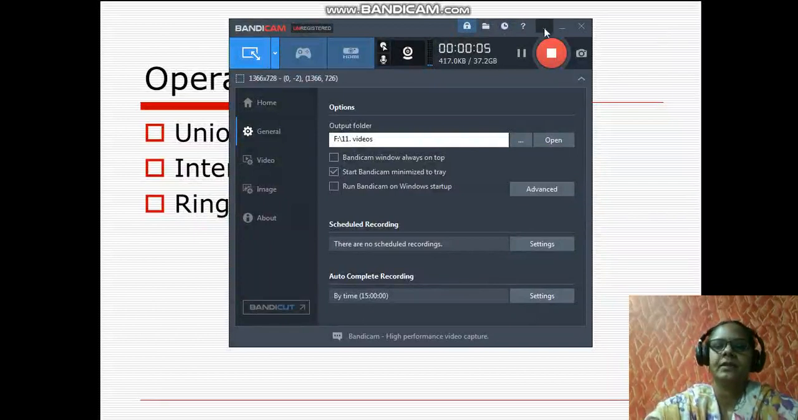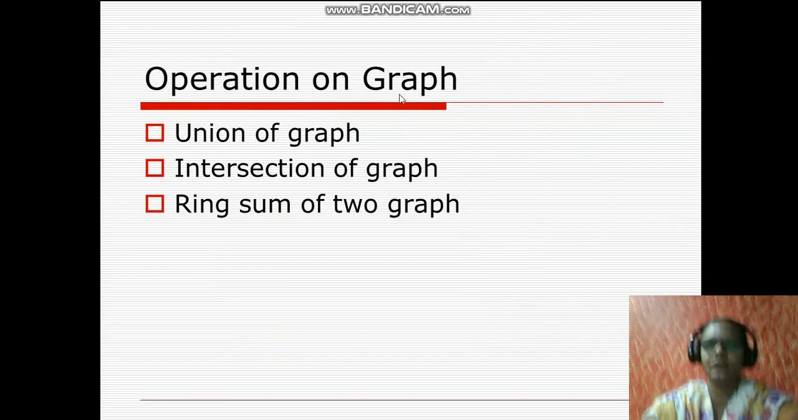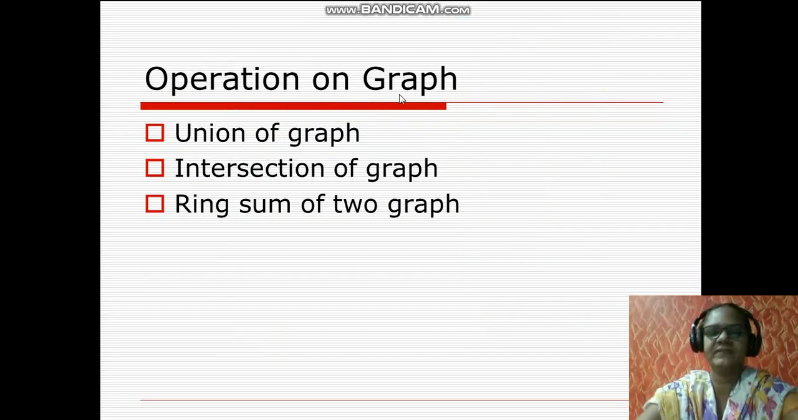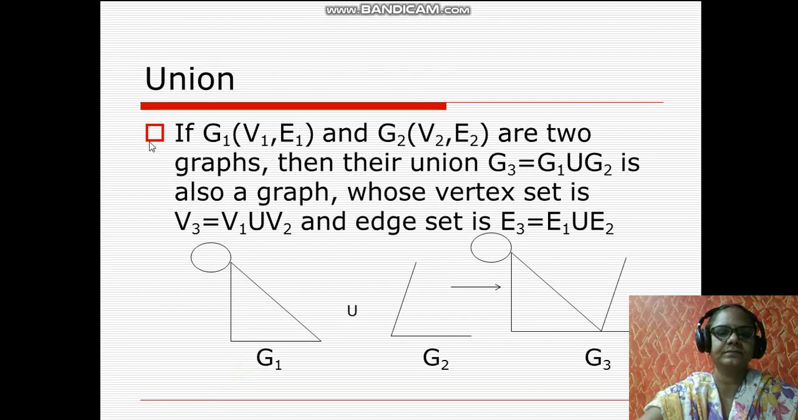Okay, we'll begin with the last topic of unit 1, operations on graph. This is a very simple topic. What operations can we perform on a graph? Just like in mathematics we have plus, minus, divide, multiply, similarly on the graph we have these three different operations which we can perform: union of graph, intersection of graph, ring sum of two graphs. So let's begin with the first one, that is the union of two graphs.